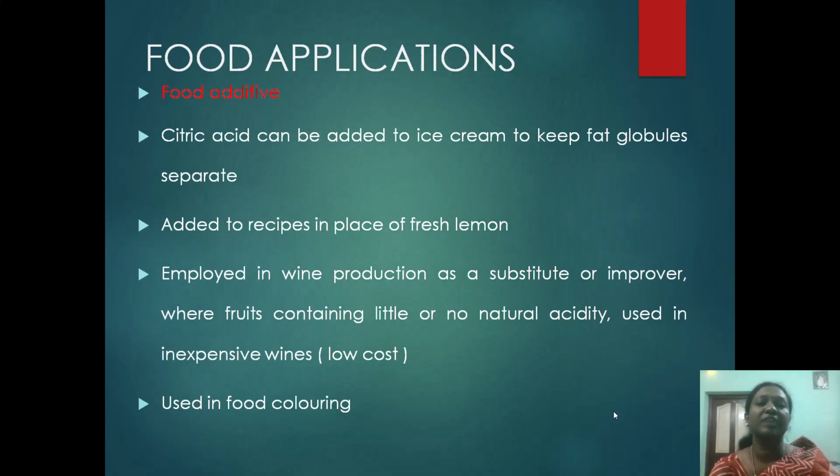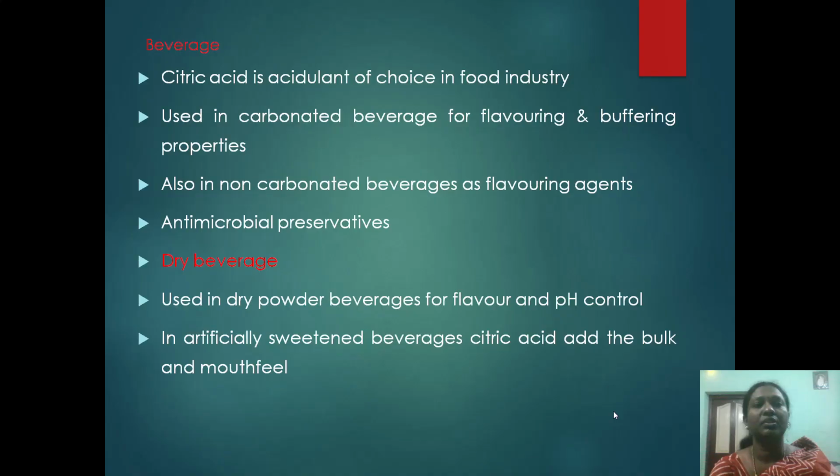Citric acid is also used in wine production as a substitute or improver, where fruits containing little or no acidity are used, mostly in the low cost manufacturing of wine. And it is also used in the food coloring process. Next, in the beverage industries, citric acid is the acidulant of choice. An acidulant helps to increase the acidity, imparts a sour taste, and helps to preserve the food. It is used in carbonated beverages for flavoring and its buffering property.